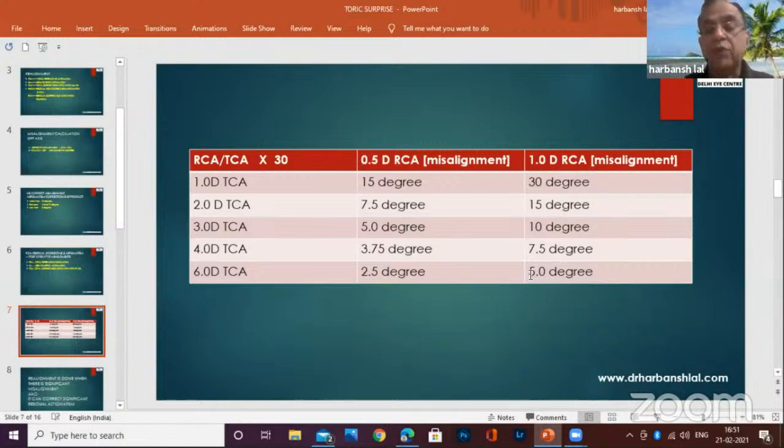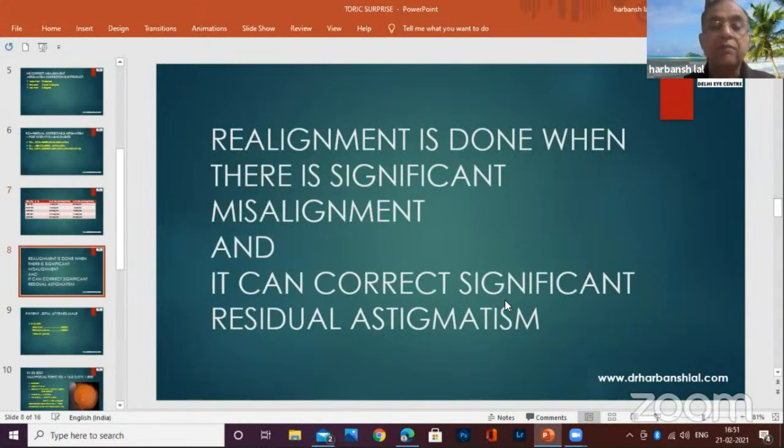So it is very important to understand in relationship what we have achieved and what we should have achieved. That proportion is very, very important. So realignment is done when there is significant misalignment, and it can be corrected significantly.